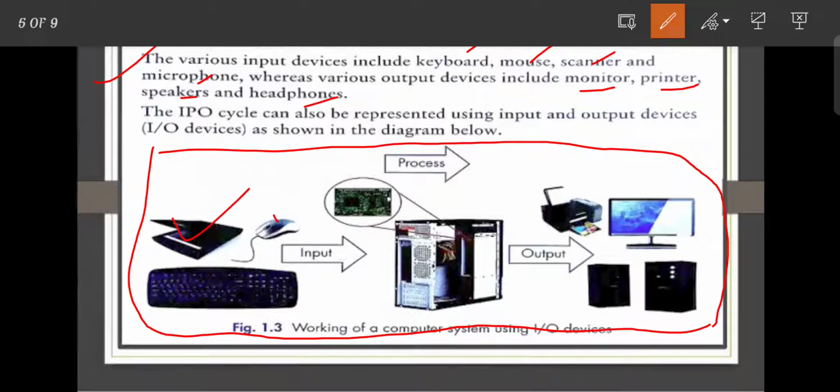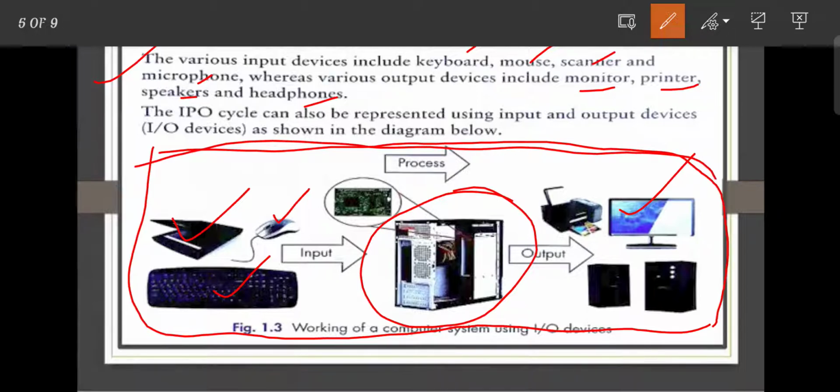Using the mouse and keyboard, the computer will process the result, and after processing the computer will generate a result which shows on the output devices, such as monitor, speaker, printer, etc. So this entire process is called the IPO cycle. I hope that all of you understand what the IPO cycle is, and how the computer works.